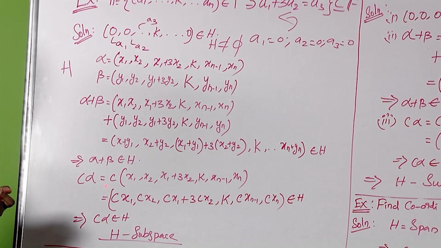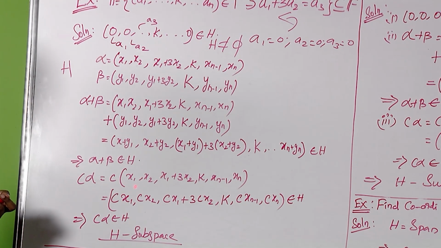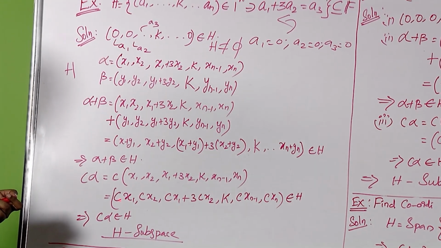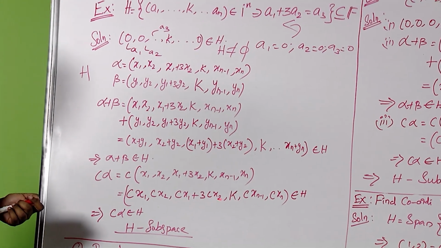Now, if you consider c alpha, where c is a scalar, you have this form: c x1, c x2, c x1 plus 3 c x2, etc.